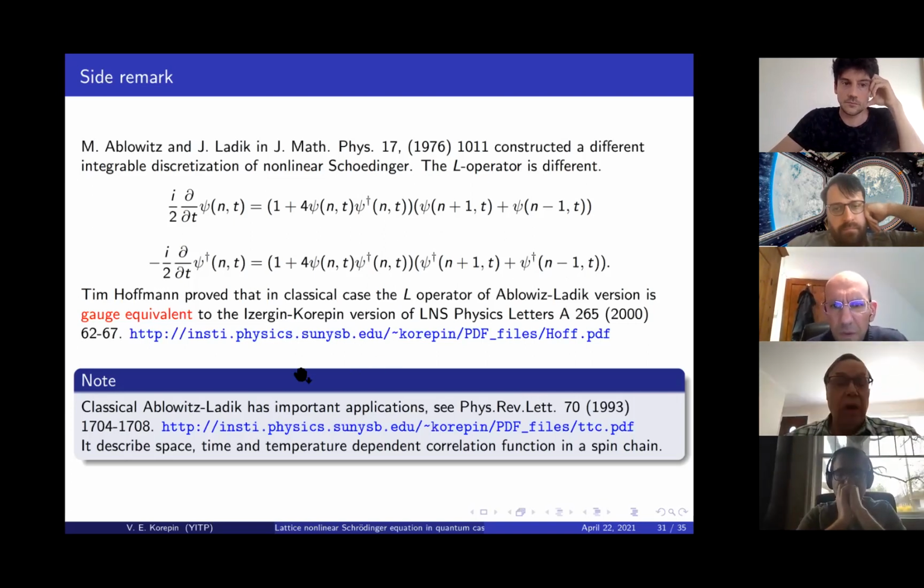Now, another note on the classical Ablowitz-Ladik. Classical Ablowitz-Ladik has an important application. For example, classical Ablowitz-Ladik describes a quantum correlation function in a spin chain. That's a link. If you click on here, then you will see in some spin chain, XX, two x's, the classical Ablowitz-Ladik describes the quantum correlation function.